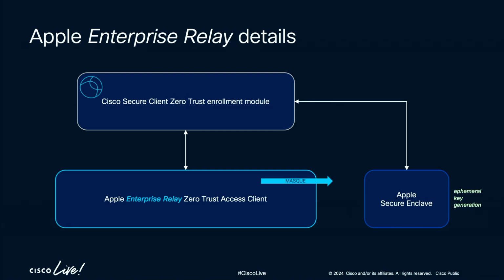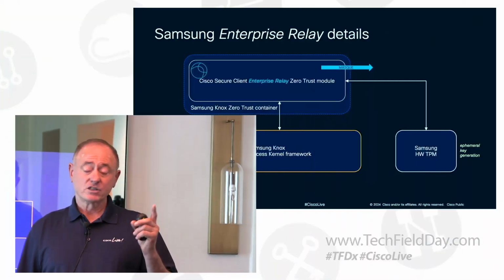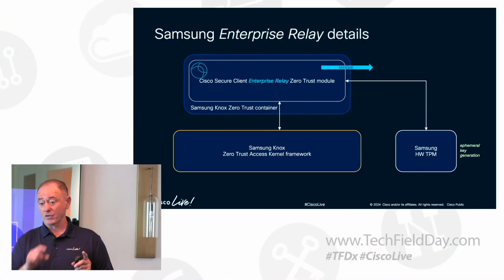So where you start your enrollment and do your enrollment is where your Zero Trust Access is going to be enabled. What you'll see is we also support Samsung devices. Samsung is almost the same architecture. They built the framework to do all of the traffic interception. We wrote the part to do the MASQUE encapsulation.